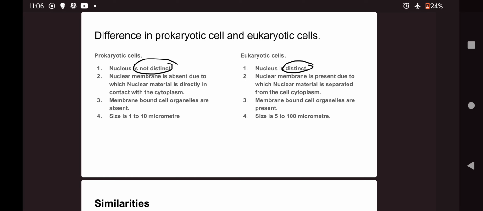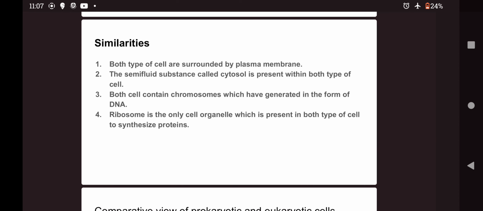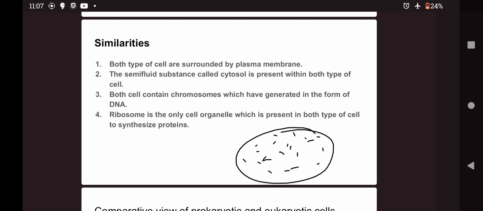As you can see here, the size of a prokaryotic cell is just 1 to 10 micrometer, but in a eukaryotic cell its size is 5 to 100 micrometer. Now there are some similarities between prokaryotic and eukaryotic cell. First, both the cells are surrounded by plasma membrane. The semi-fluid substance present inside is known as the cell cytoplasm, which is present in both prokaryotic and eukaryotic cell.